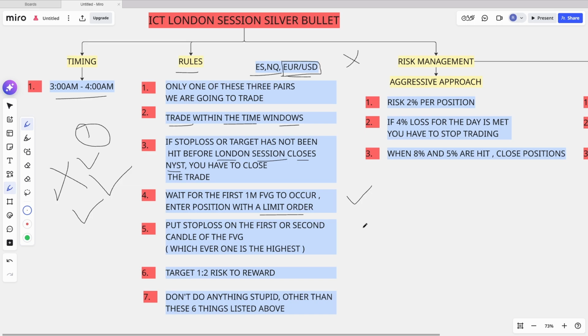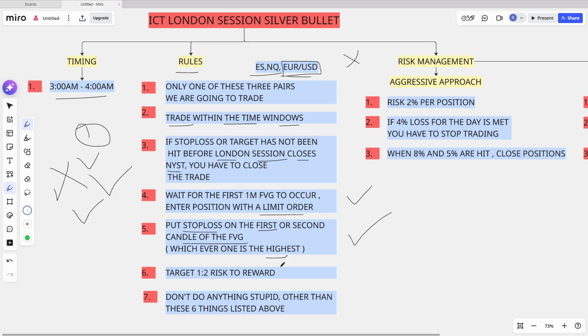After placing the entry, the stop loss is set at the high or low of the fair value gap, depending on the direction of the trade. If the trade is bearish, the stop loss goes above the high. If the trade is bullish, the stop loss goes below the low.